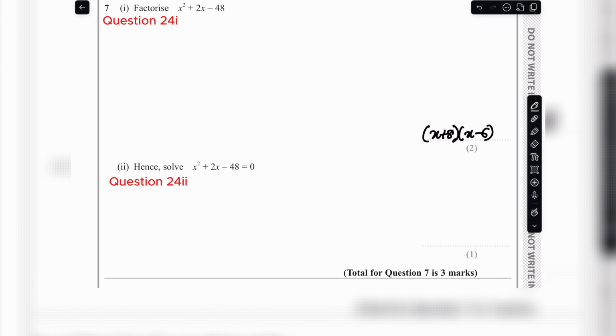In the second part of this question, we are told, hence solve this quadratic equation. So given as we have already factorized the left side of this equation in the previous part of this question, we can set both of these brackets equal to 0, in which x will either equal negative 8 or x will equal 6. And those are your final answers.